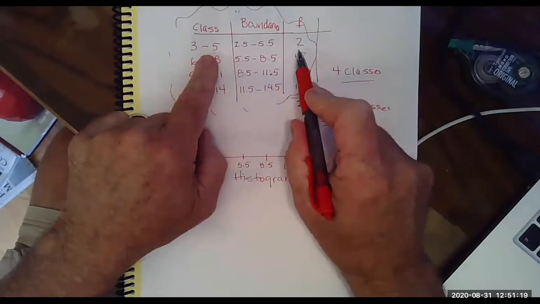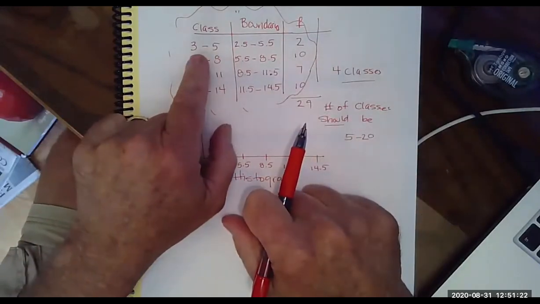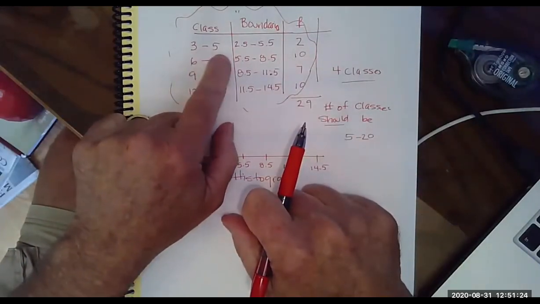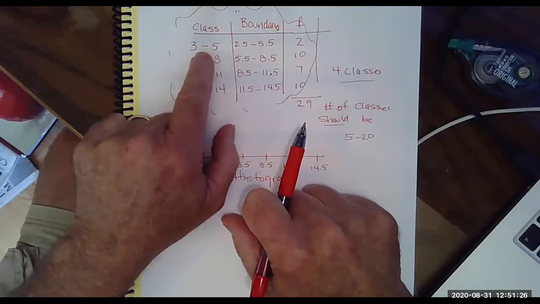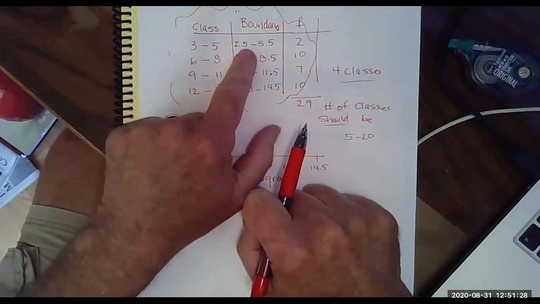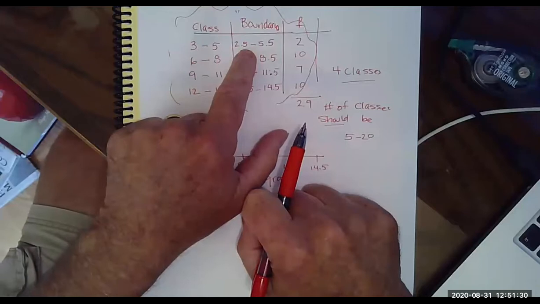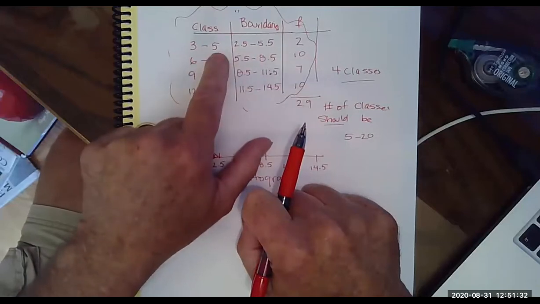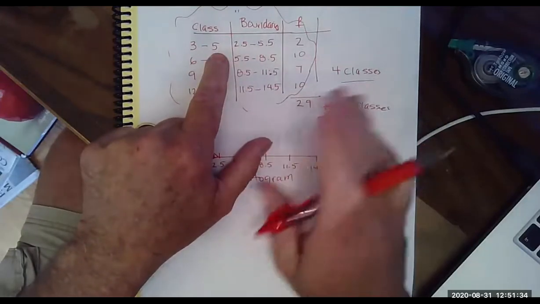Now there's 2 data values that are either 3, 4, or 5. You don't know which one they are. Just know that there's 2 of them. The author will then say, let's back this off so that if there's a number 5, it goes into the next one, whatever the next one looks like.